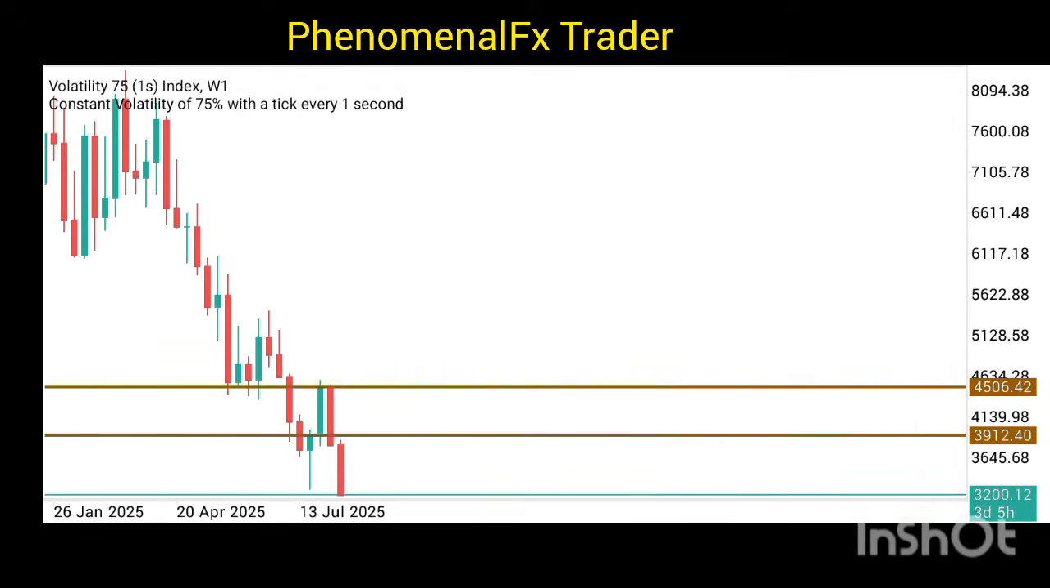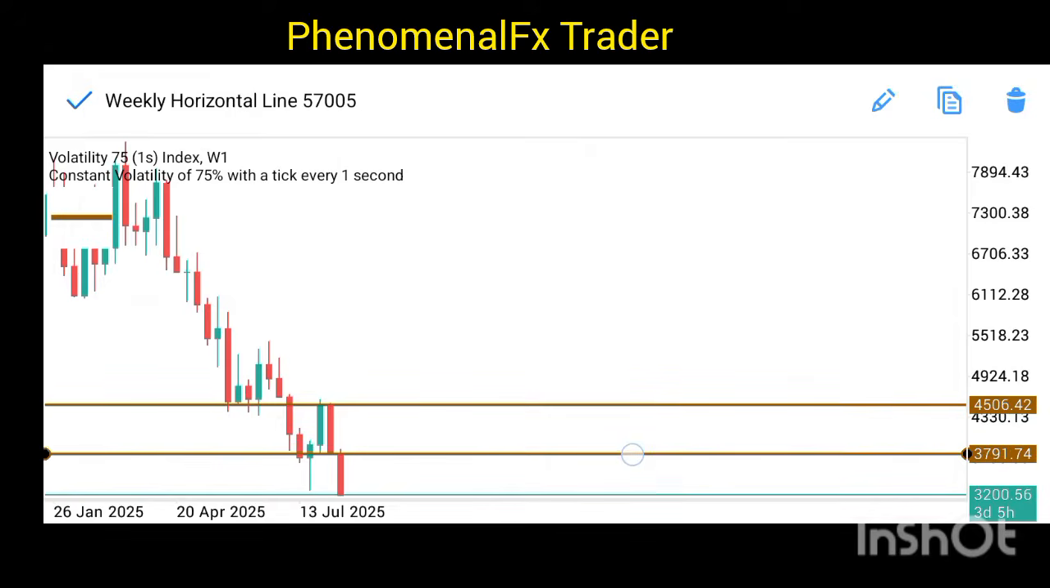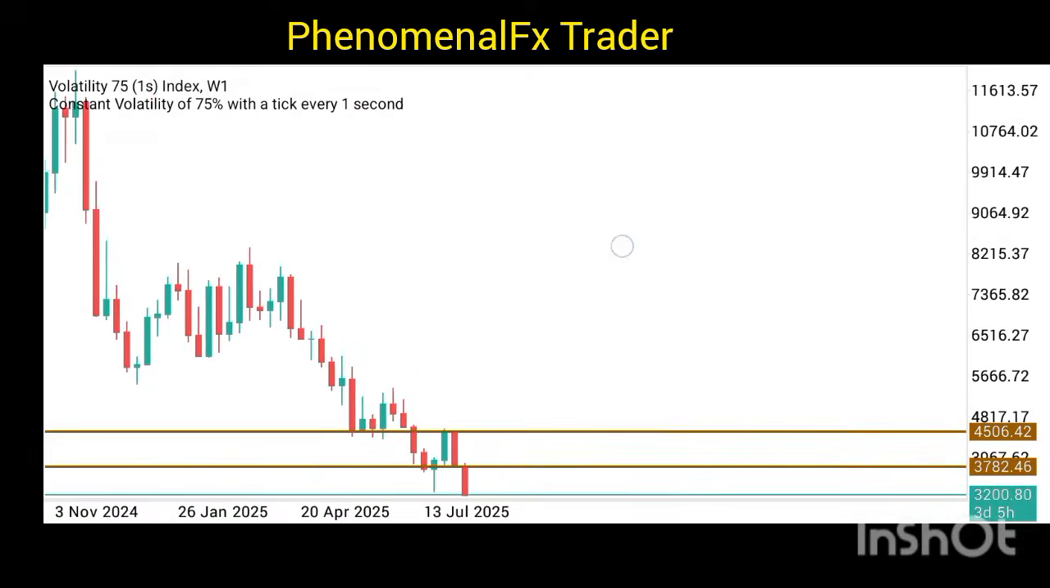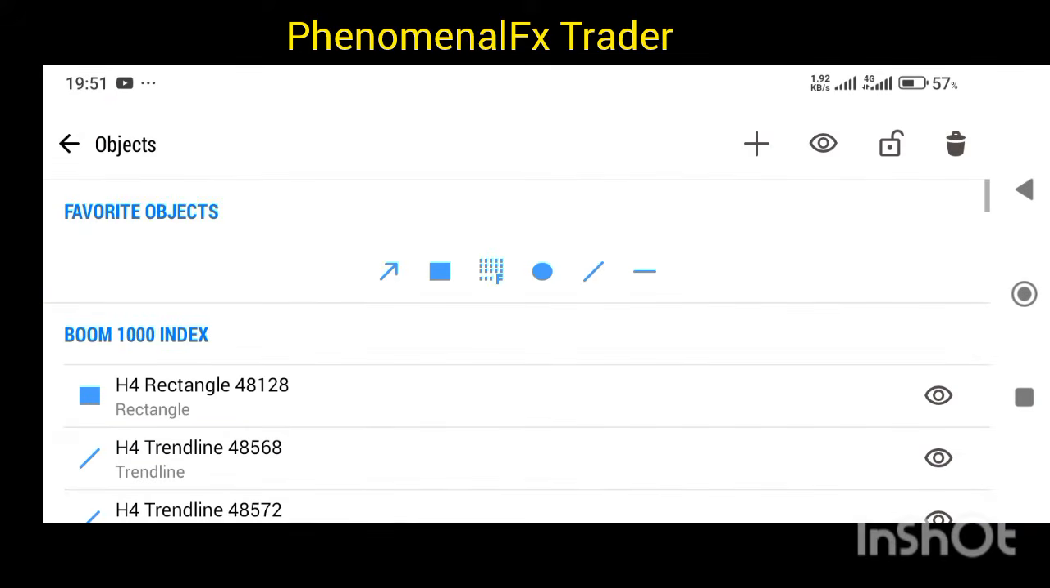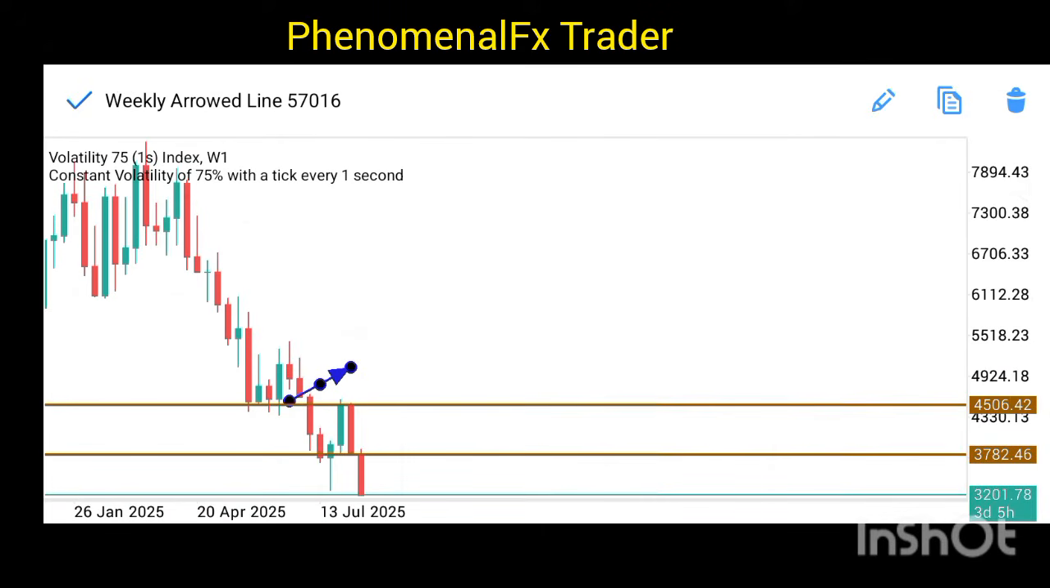Then there's another zone right here. As you can see, there's another zone right here. How am I able to spot these zones? You can see where the market bought and sold previously. Those are the areas we are marking.